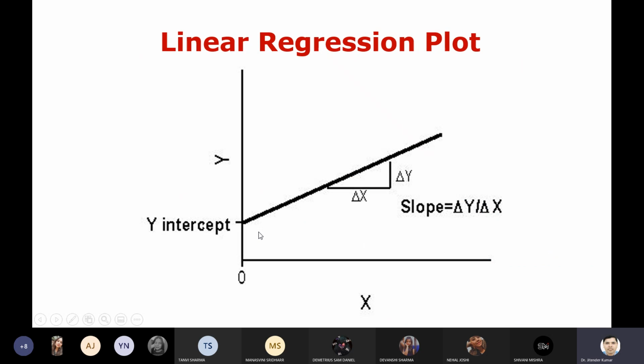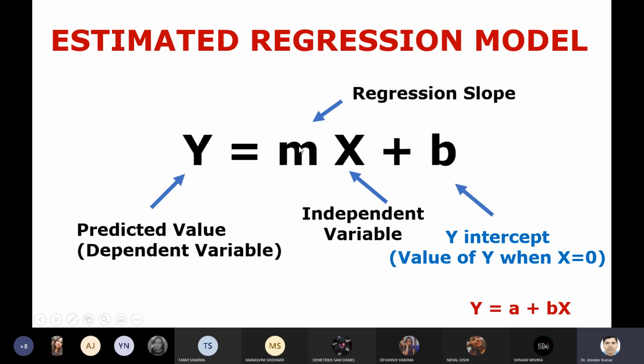So b is basically, you see this thick line, where it is touching the y-axis. The distance of that point from the zero coordinate is called the y-intercept, and slope is basically the difference in y divided by the difference in x. So you basically have to find out these two values: the slope of your equation and the y-intercept of your equation. Once you have these two numbers, for any given value of x, you can calculate the value of y.